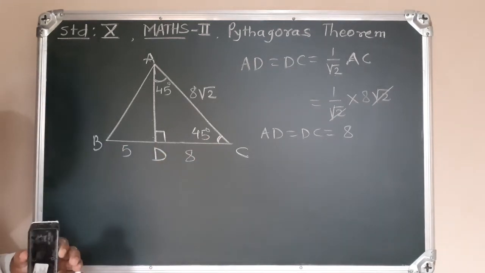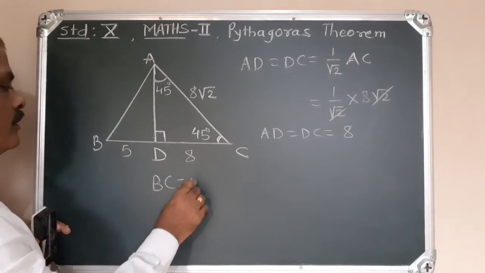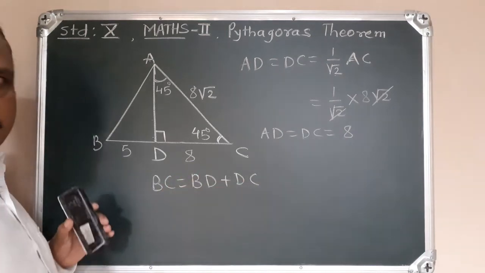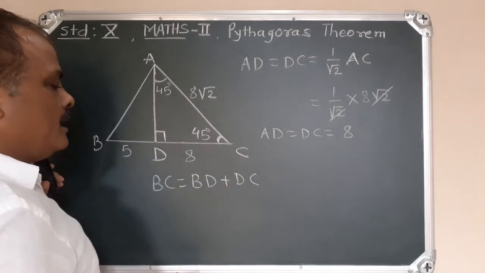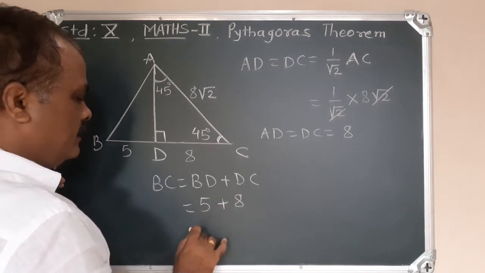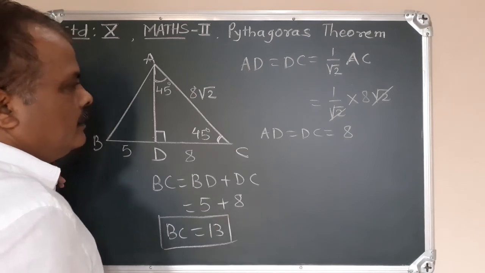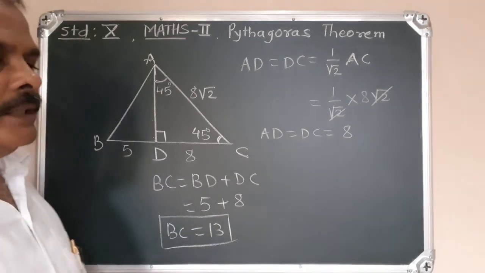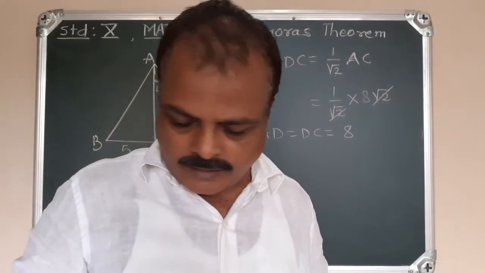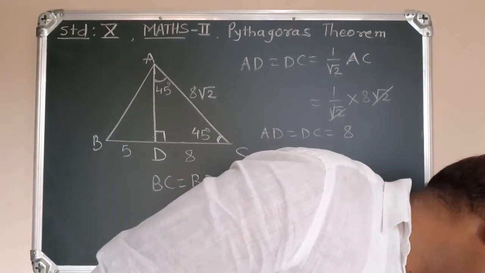Now we have to calculate the length of side BC. So BC is equal to BD plus DC because B-D-C, that means D is in between B and C. Therefore, BC is equal to 5 plus 8 is equal to 30. So BC is equal to 30. So like this we can calculate length BC and length AD. We have given such examples.